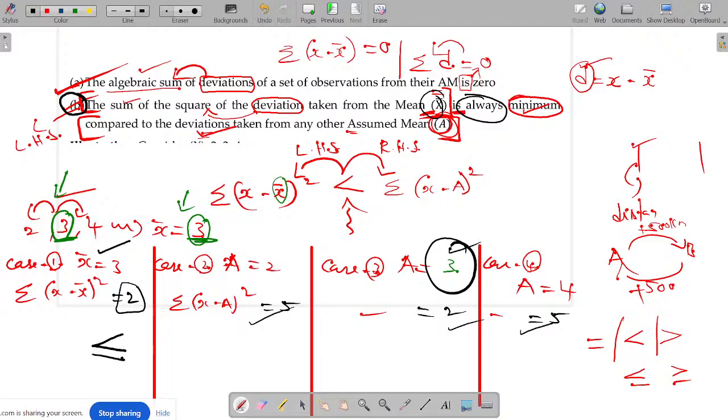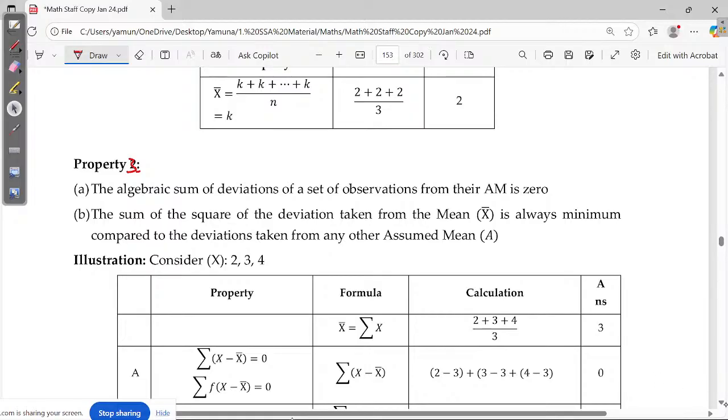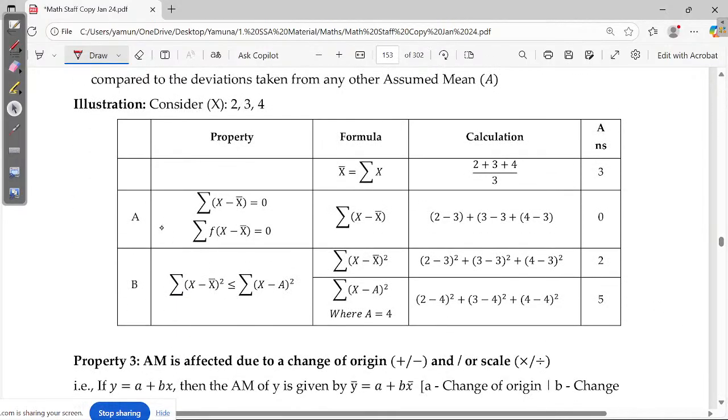So how can I express this one? Summation x minus x bar the whole square will be less than or equal to summation x minus a the whole square. It is not strictly less than, it's less than or equal to, because it can have the same value 3 also. Apart from x bar, it can have the same value 3. In that case, it's going to be 2. Which means it has to be equal, right? So it can be less than or equal. Okay. So now let me go for the next one. You have to make a note of these two, this one and this one.